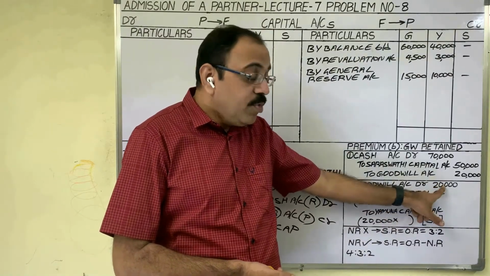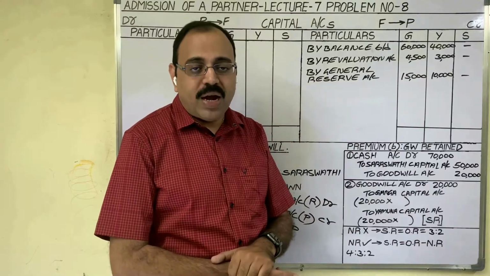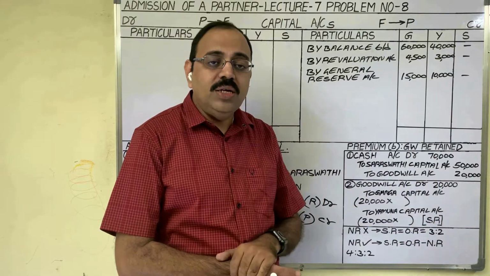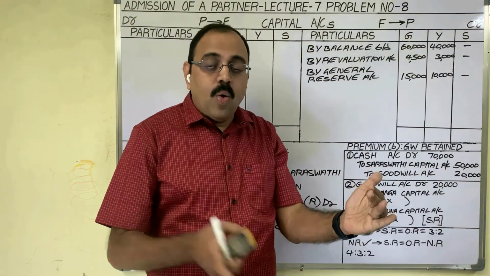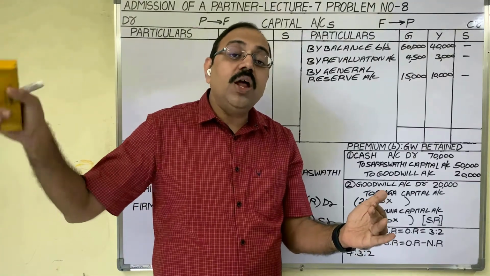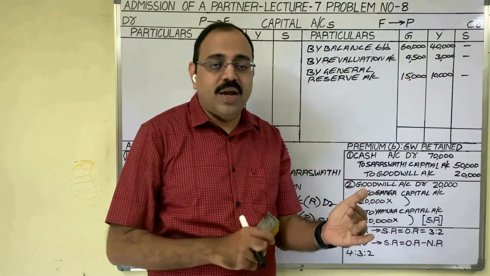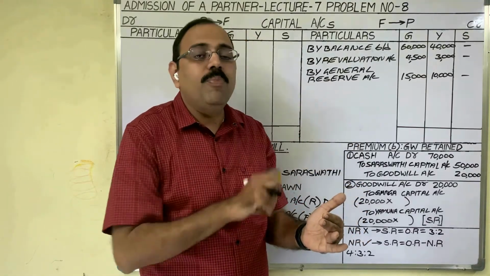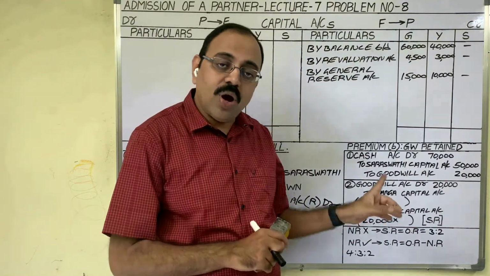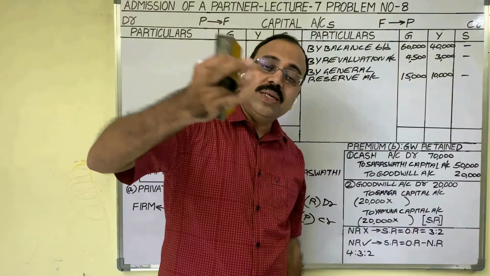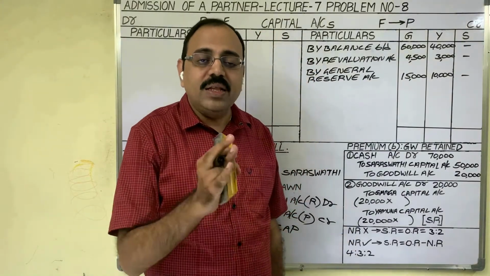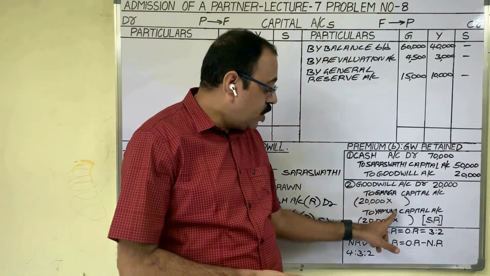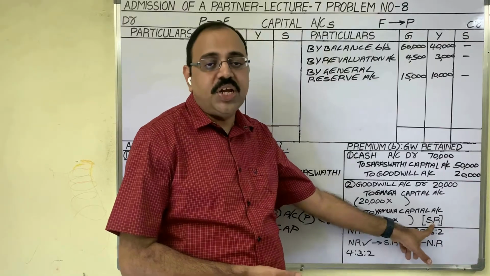Now, this goodwill amount, in which ratio do we have to distribute to old partners? In sacrificing ratio. Because what is the goodwill concept? When a new partner is coming, old partners are losing some share of their profits to the new partner. For this sacrifice, they demand some compensation from the new partner. That compensation amount is called goodwill. So in which ratio are they sacrificing their profits? In that ratio, they should take the goodwill amount now. Therefore, goodwill is to be transferred to old partners' capital accounts in sacrificing ratio.